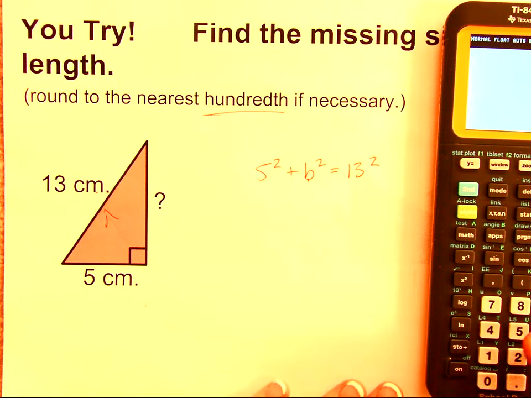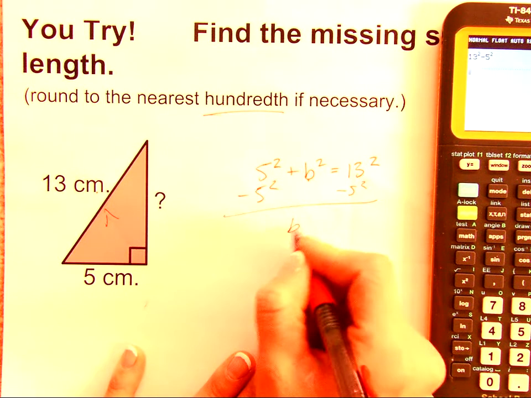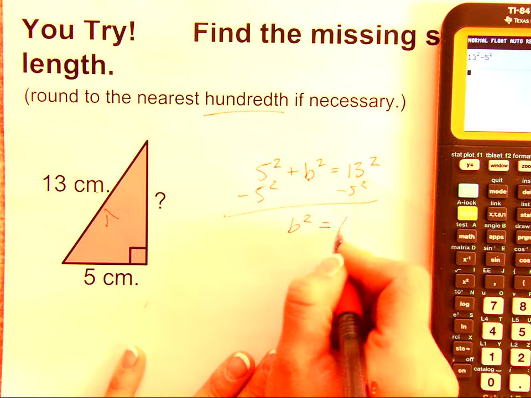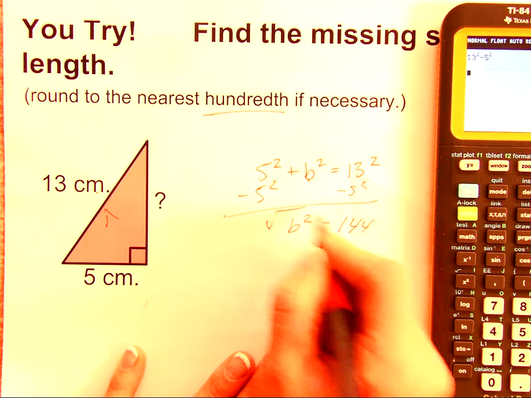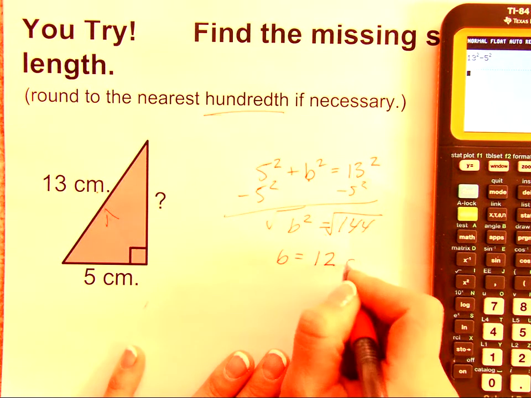Okay, so then I'm going to do my 13 squared, subtract 5 squared, because I know I need to get rid of this 5 squared to get B squared alone. So that gives me 144. Take the square root. I know that that is going to be 12 centimeters.